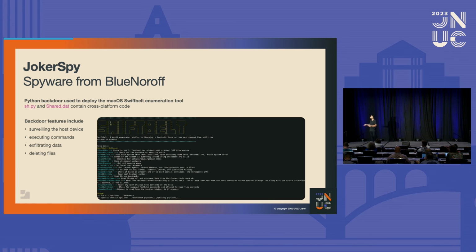Taking a look in, they also identified that it downloaded additional Python backdoors and also a macOS Swift belt enumeration tool. This is an open source tool developed by a red teamer. It's available on GitHub, and we see this all the time. Malware authors leverage open source tooling that's available on GitHub. And that's something that we closely monitor and block. And then the backdoor features, you can see some of that there: surveilling the host, executing commands, exfiltrating data, uploading additional files.